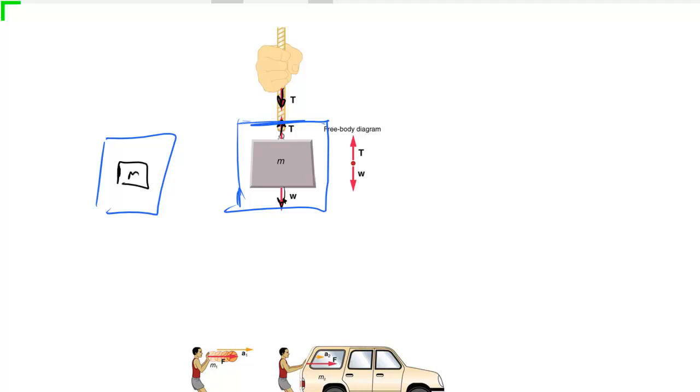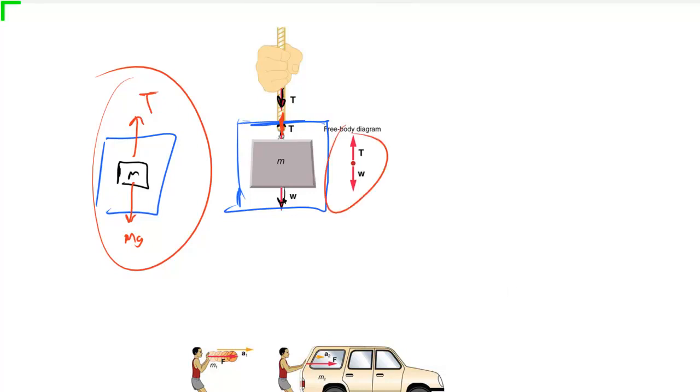Then the forces: this tension acts across this boundary, right? So this tension acts like that, and then the weight acts over a field, and so this acts down like that. And so our free body diagram, the only two forces we'd have would be the tension acting up and the weight acting down, and this is our free body diagram.